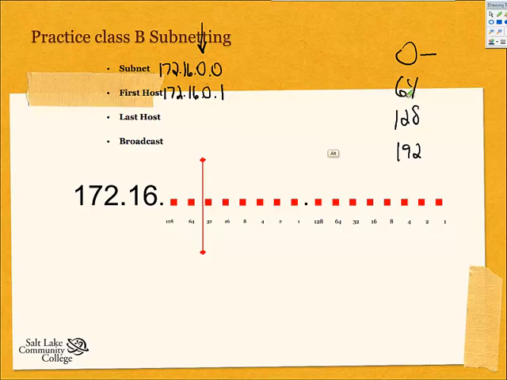So it's going to be the broadcast. And what's the rule about broadcast? Ask yourself, what is the rule in a Class C about a broadcast in the host range? The rule is all bits must be on. So we know this is the host range right here. All we have to do is turn on all bits.